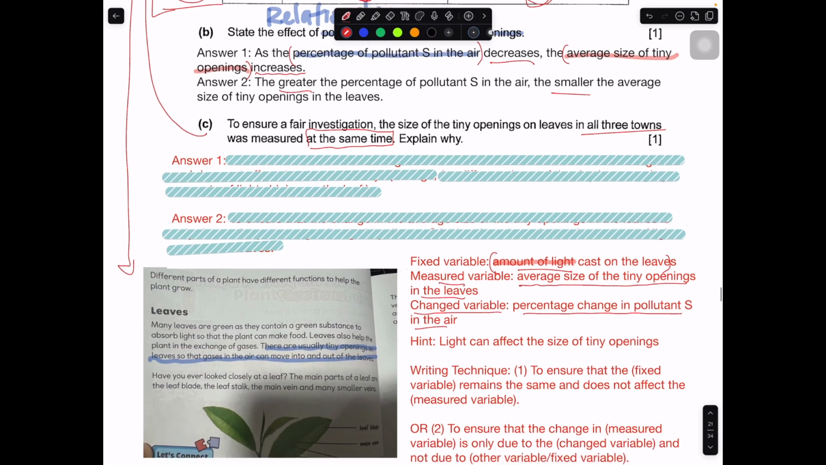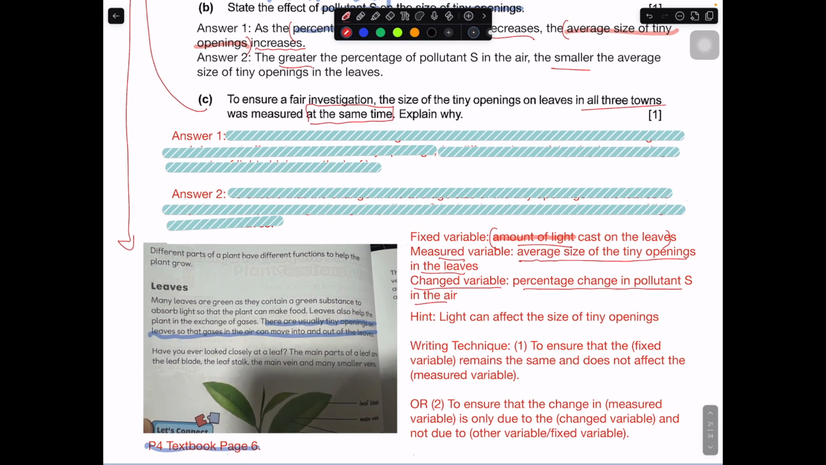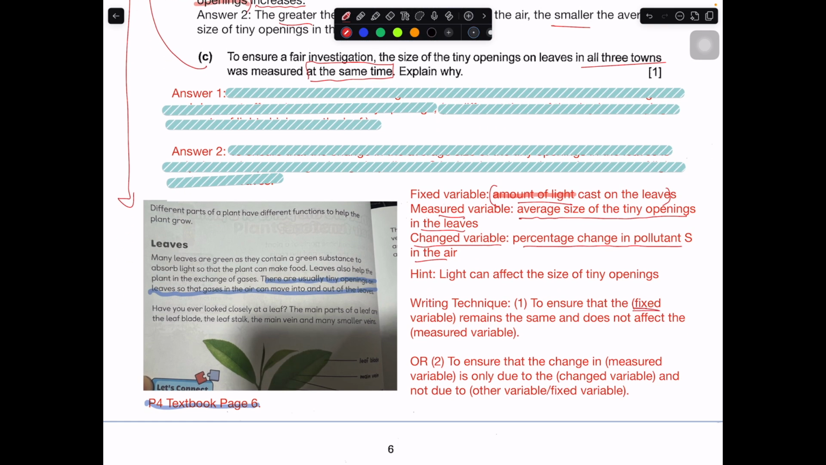So in this way, there is quite a few ways to write it. Okay, you can say to ensure that the fixed variable, so you plug this in, remain the same does not affect the measured variable, which is the size of tiny opening. Or you can say that to ensure that the changes in the measured variable, which is the size of tiny opening, is only due to the change variable, that means the amount of pollutant S in the air, and not due to the amount of light.